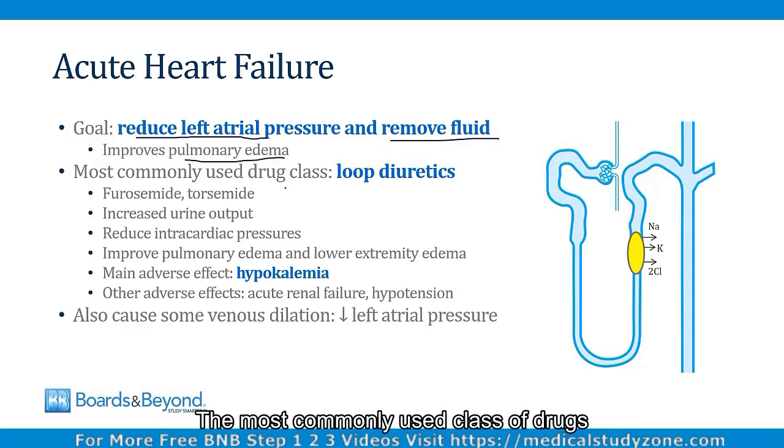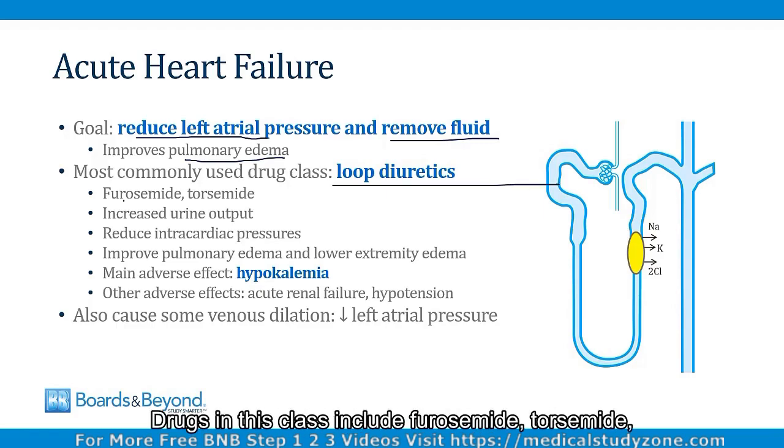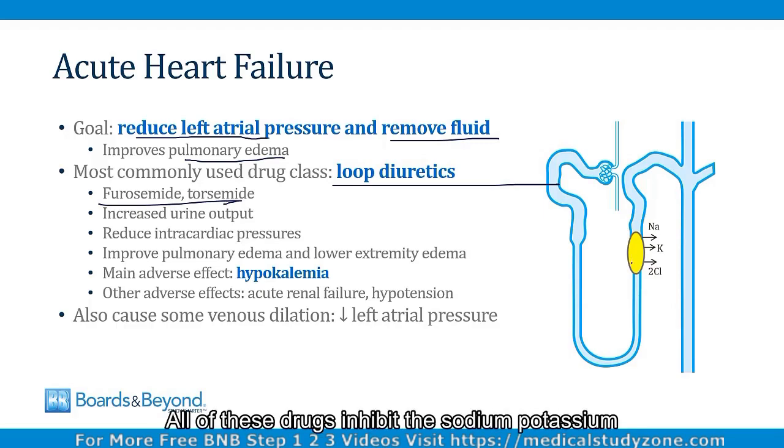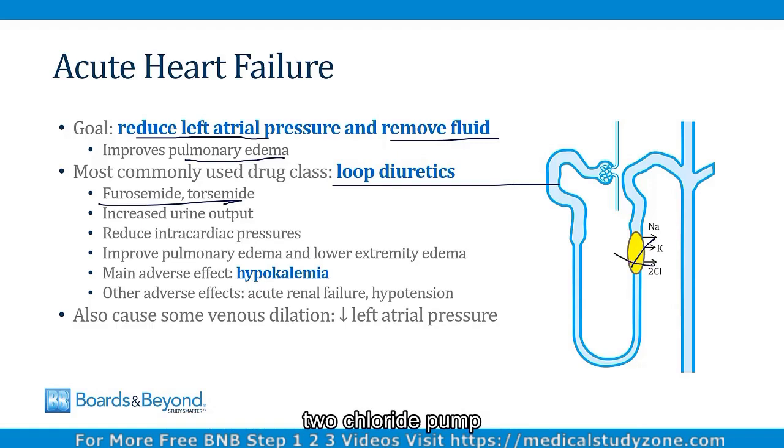The most commonly used class of drugs to achieve this goal is the loop diuretics. Drugs in this class include furosemide, torsemide, and also sometimes bumetanide. All of these drugs inhibit the sodium-potassium-2-chloride pump in the ascending limb of the loop of Henle.